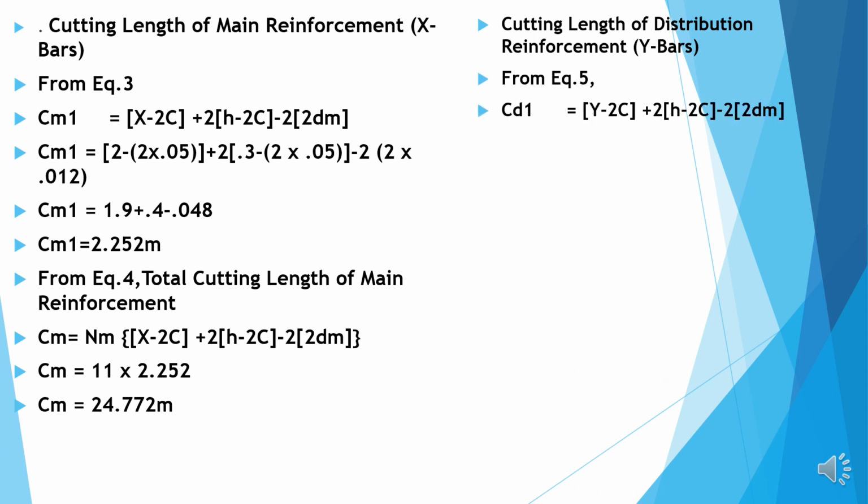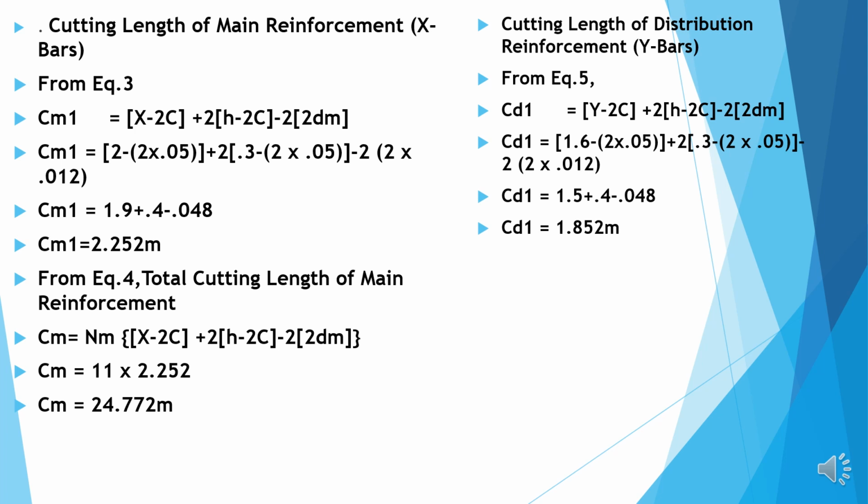Cutting length of the distribution bars. From equation 5, we derived CD1, that is Y minus 2C plus 2 into H minus 2C minus 2 into 2dm. That means 1.6 minus 2 into 0.05 plus 2 into 0.3 minus 2 into 0.05 minus 2 into 0.012. That is 1.5 plus 0.4 minus 0.048. It is 1.852 running meter.